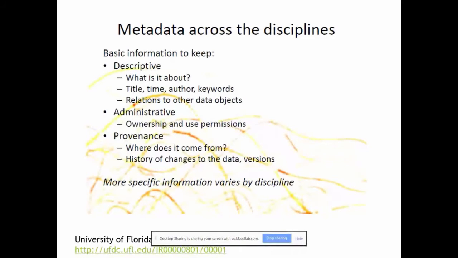And of course this will be very different depending on your discipline, but you've got basic information about your data. What kind of data is it? Title, time, author, keywords. How does it relate to other items? Who owns the data? What kind of use permissions are there? Where did it come from? What versions do you have?